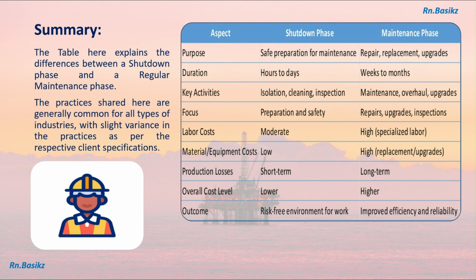Towards the end of this video, we can see a basic difference between a shutdown phase and a regular maintenance phase, which is tabulated here. This tabulation provides the conceptual difference between the sole purpose of executing a particular type of maintenance procedure. Though the information shared here aligns with the practices of the oil and gas sector, similar steps are undertaken in most other industries to carry out the maintenance shutdown.